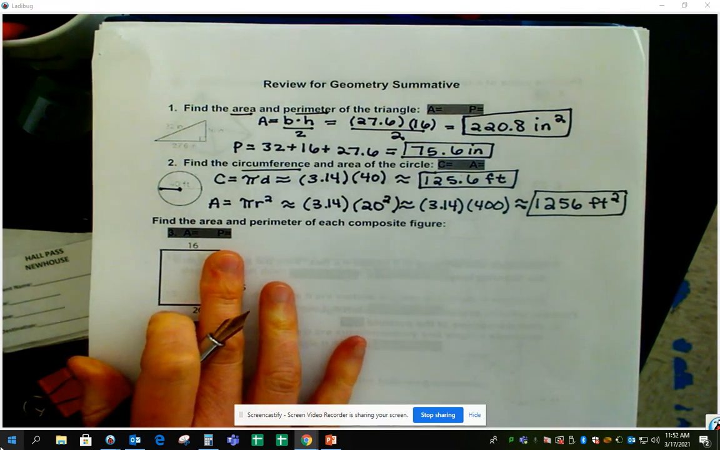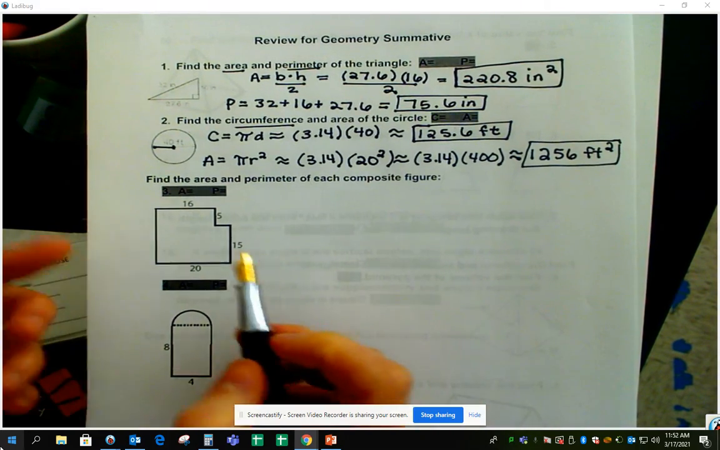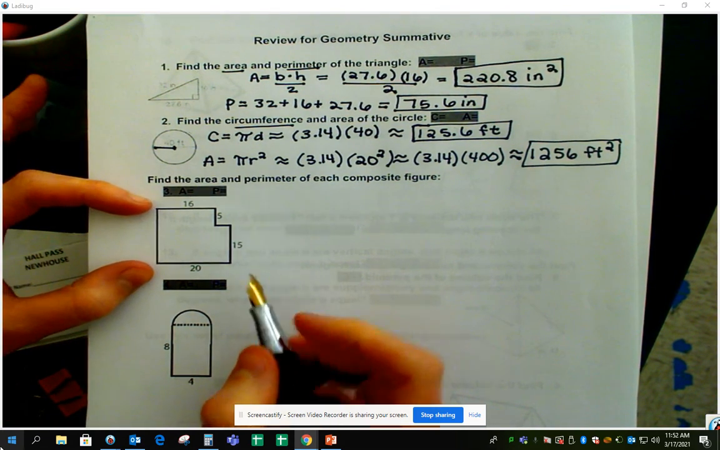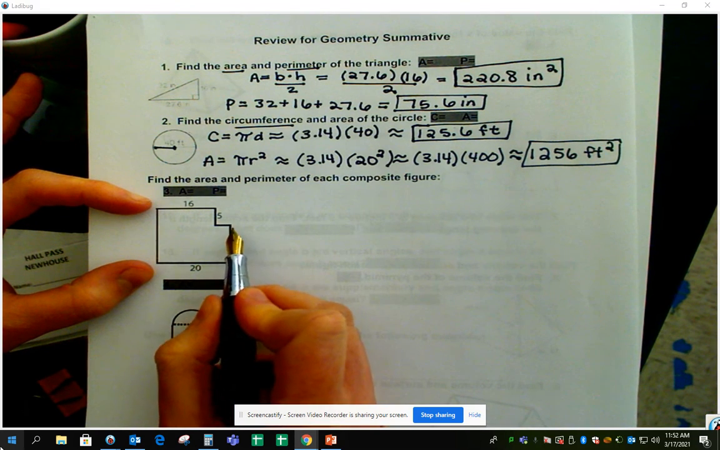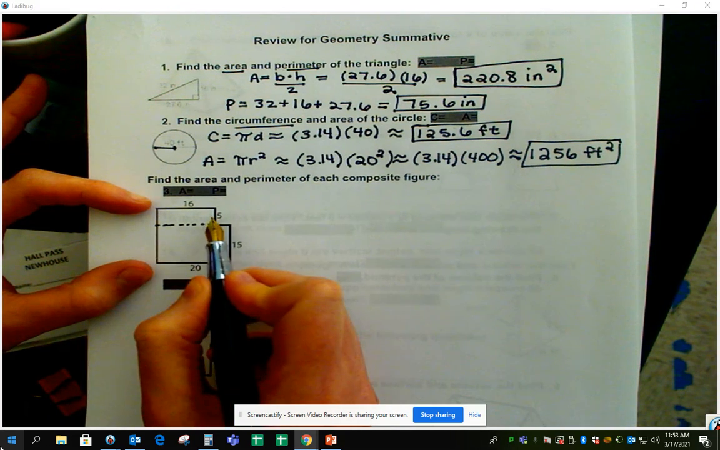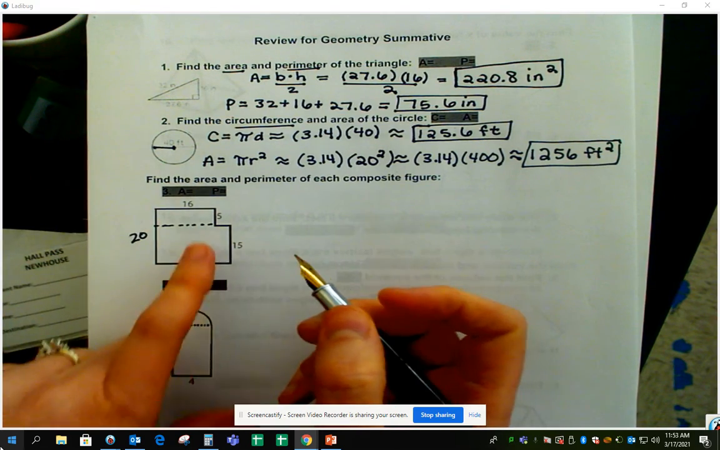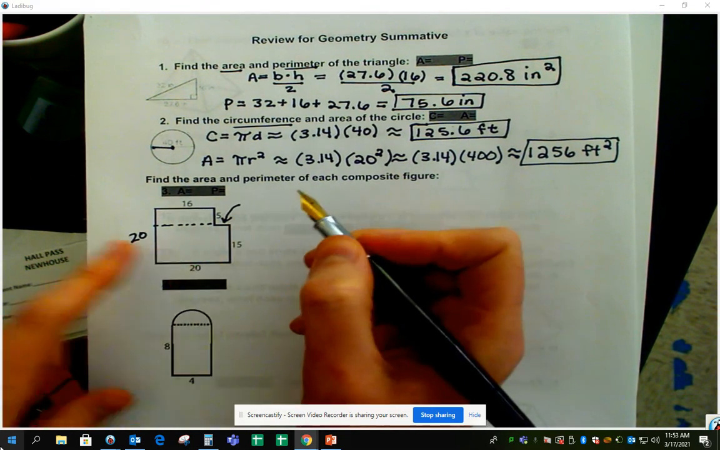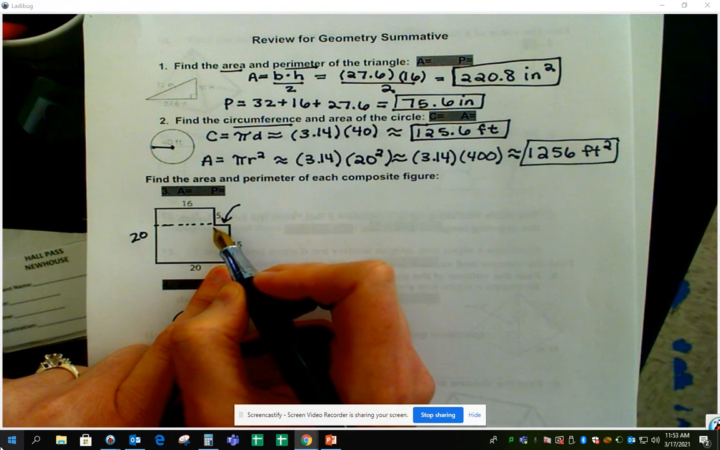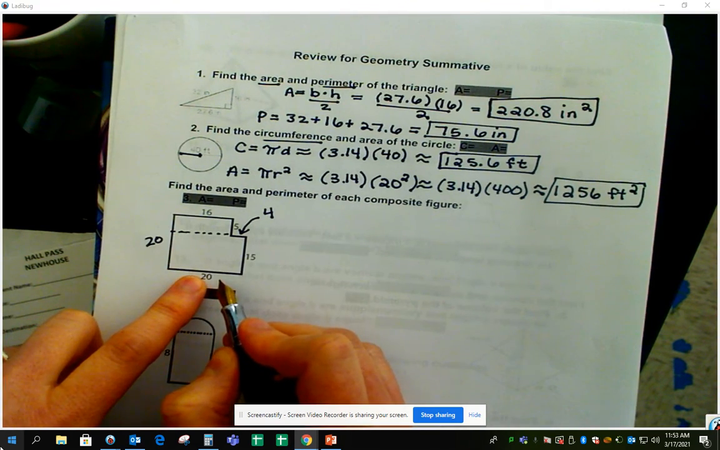All right, now we're going to look at some composite figures, finding the area and the perimeter of each one. So the first thing we need to do is figure out these blank sides. So I need this length, and I see that this much of it is 15, and then this much of it is 5. So 15 plus 5 would make this 20 for this side. And then here for this length, notice this whole thing is 20, and this part is 16. So 4 would be what's left over. 16 plus 4 makes 20.